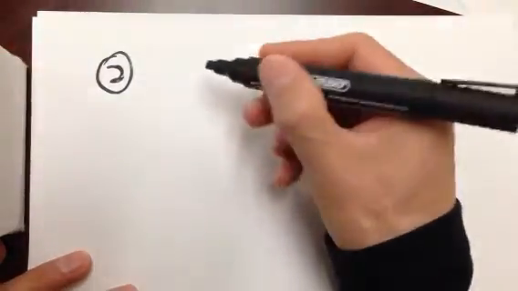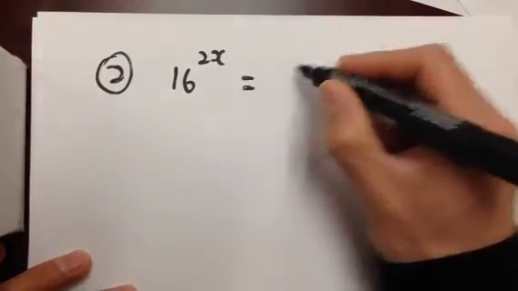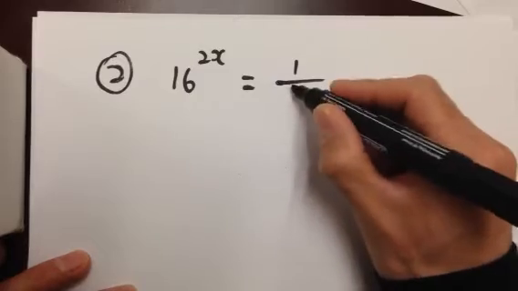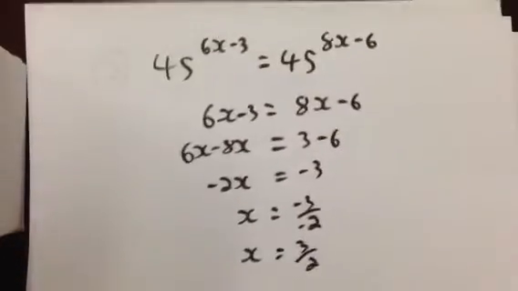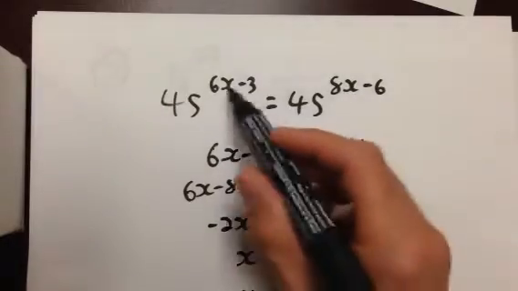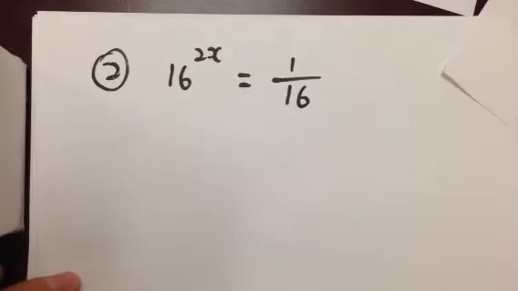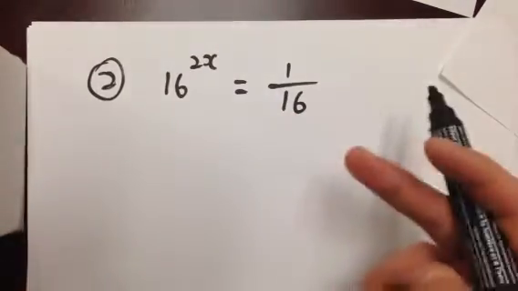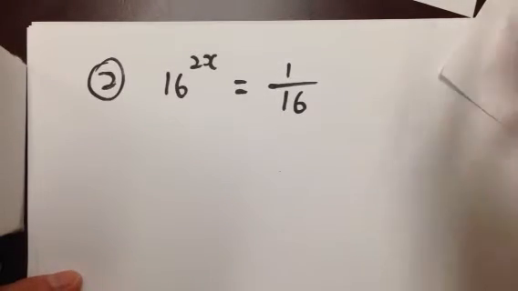And question 2, they've asked 16 to the exponent 2x is equal to 1 over 16. Now I'd like to apply this. I would like to immediately say the exponents are equal to each other because the bases are the same. However, these bases are not identical. They're similar, but here the base is 16, here we have a 1 over 16.